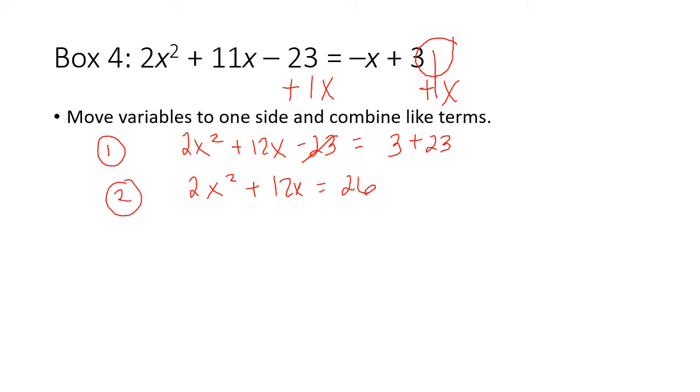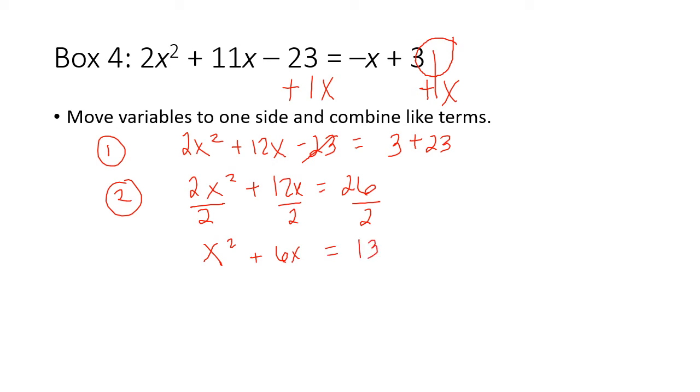Step 2, divide everything by my a. So divide everything by a. And that leaves me with x squared plus 6x equals 13.